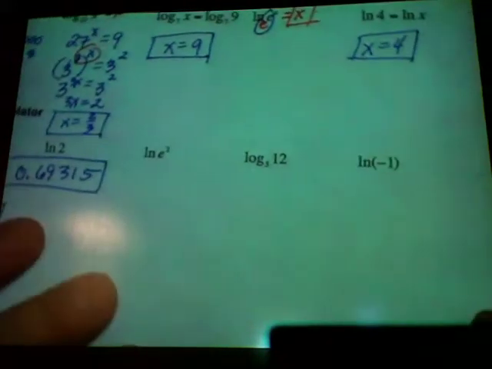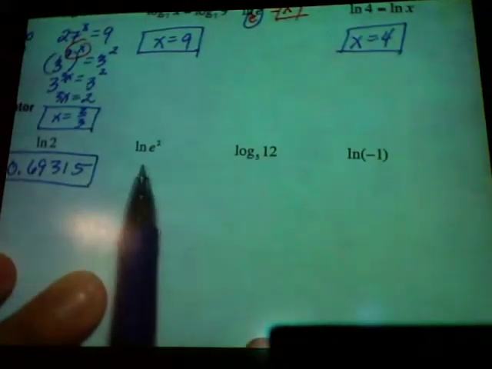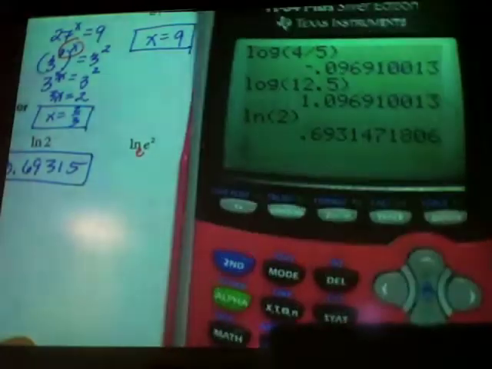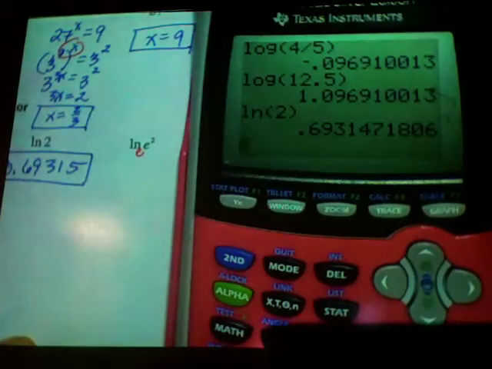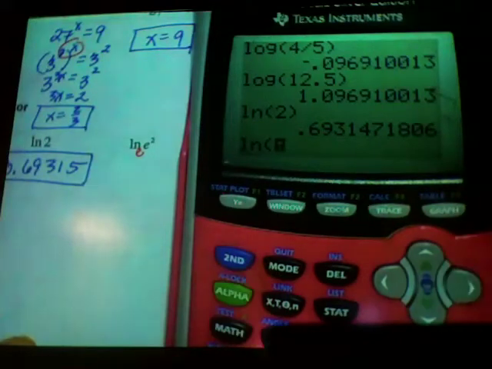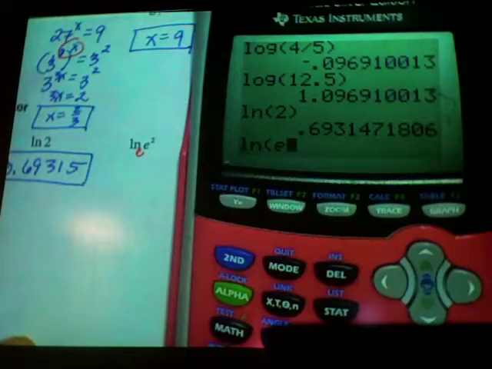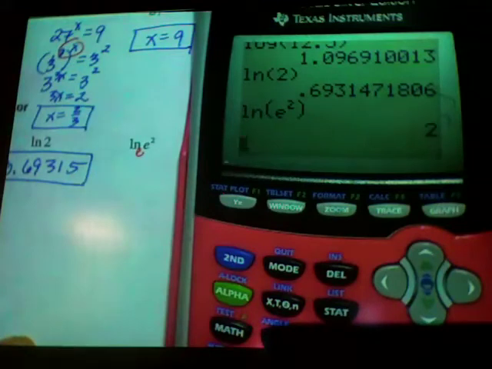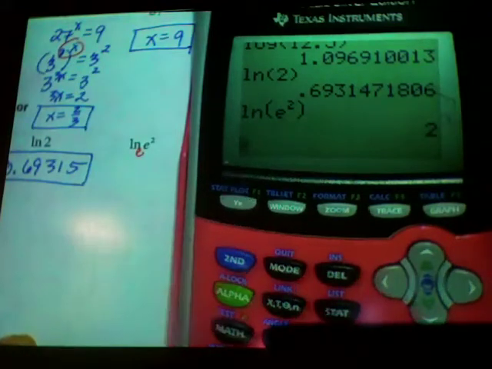Now this is interesting. You should know the answer to this before you plug it into your calculator. It's a log base e of e squared. But I want you to go ahead and plug it in anyway because I want to prove to you that it does give you 2. So we're going to do natural log, and then we're going to go to second function. Remember, your e is above your division sign, so there's my e, and then we're going to square it. And what did we get? 2. So doesn't that property work?